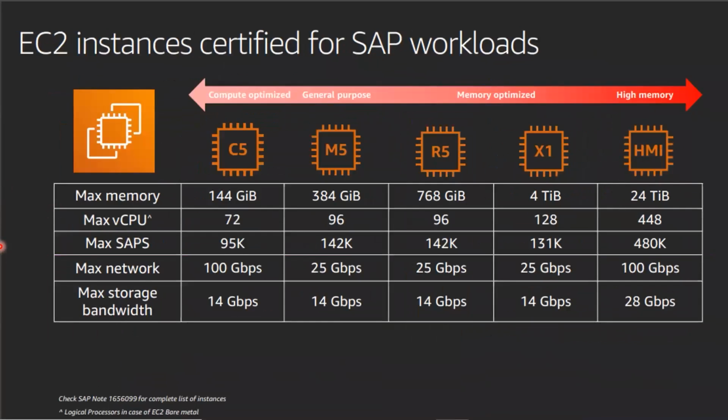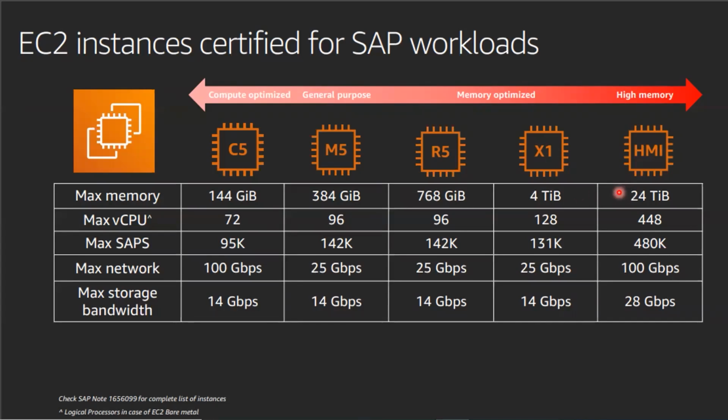All right, so we have EC2 instances certified for the SAP workload. And as you can see, there are multiple instance types. So you can make use of C5, you can make use of M5, R5, X1, and high memory instance, HMI. And even you can run your SAP workload on bare metal machines. So when we talk about C5, the maximum memory you can get is 144 GB, with M5, 384 GB, R5, 768 GB, X1, 4 terabyte, and HMI up to 24 terabyte. That's the maximum memory, right?